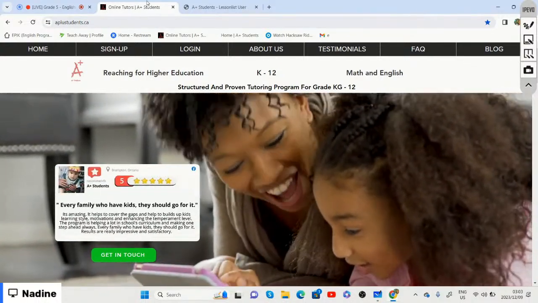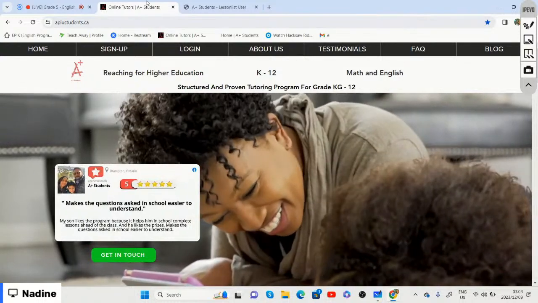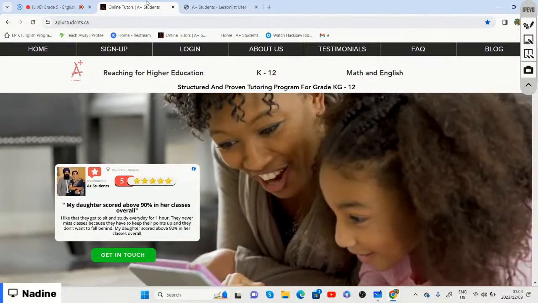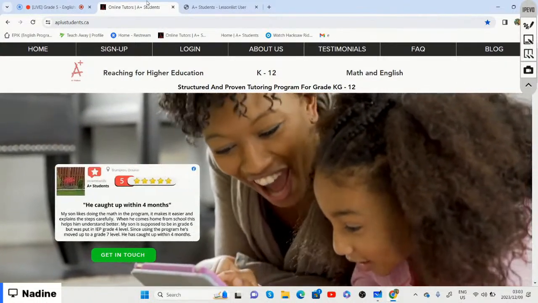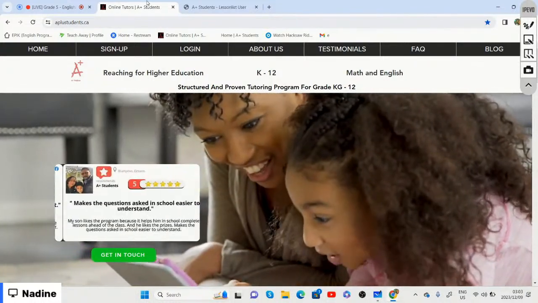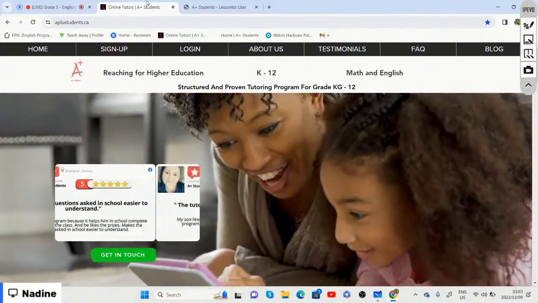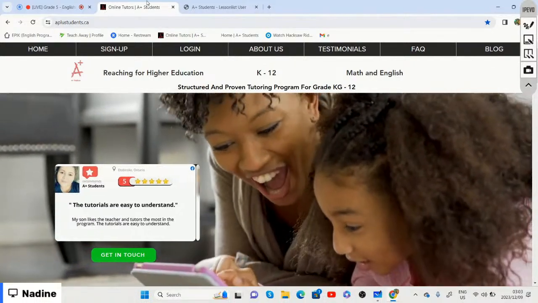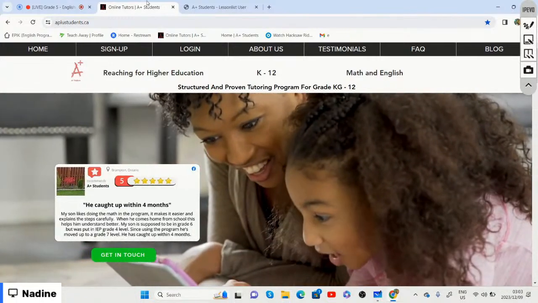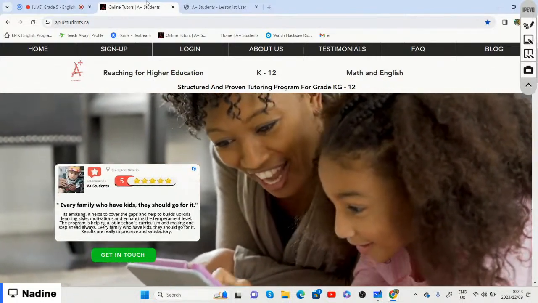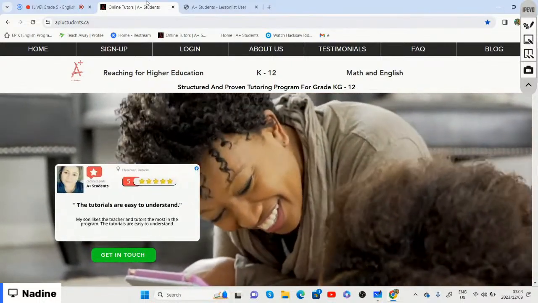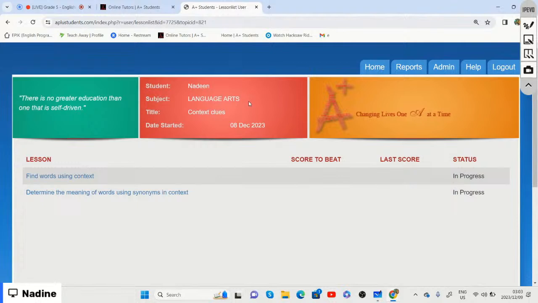Once we've logged into aplusstudents.ca with our username as well as our password, we're going to select the subject of language arts, grade 5. Once you have selected grade 5, you're going to scroll down until you get to the chapter of context clues.